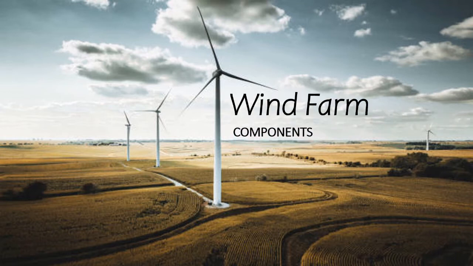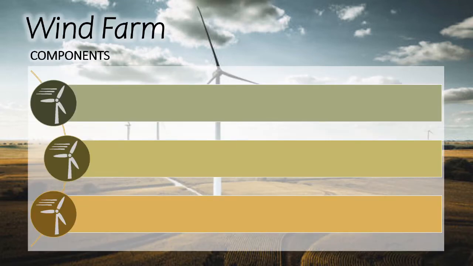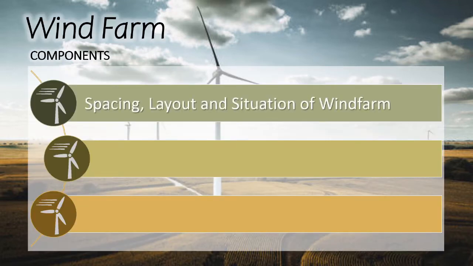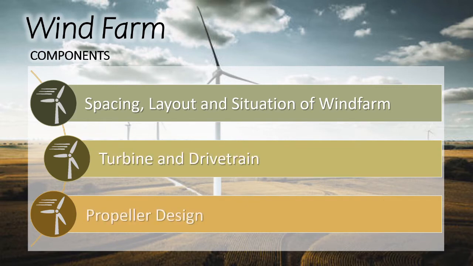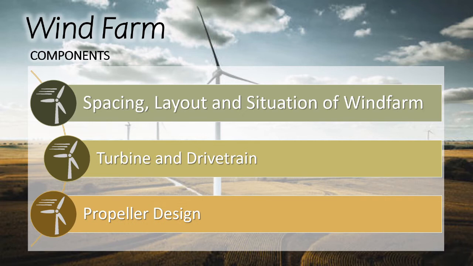First, we will consider some key components of the wind farm. The first three components that we will consider are the spacing, layout and situation, turbine and drivetrain, and the propeller design. With regards to the spacing, layout and situation of the wind farm, the wind farm should be situated on top of a flat hill with little to no vegetation. This is due to less friction being experienced by the wind.